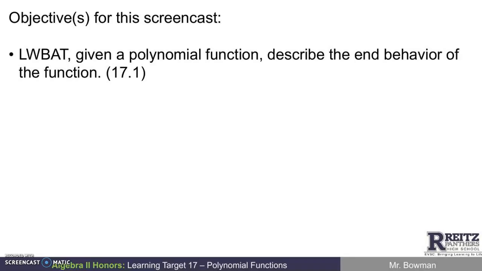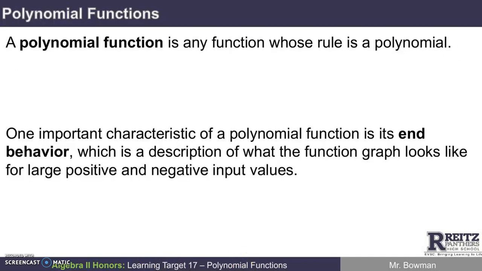The objective for the screencast is learners will be able to, given a polynomial function, describe the end behavior of the function. So a polynomial function, we should define before we talk about the end behavior, is any function whose rule is a polynomial. Here's one example of many: f of x equals 2x to the fourth power minus x squared plus 5x plus 3. Any polynomial, if you write the function f of x equals that polynomial as its rule, is a polynomial function.